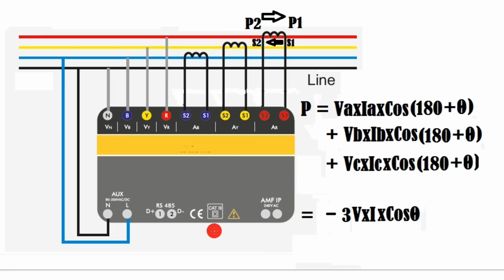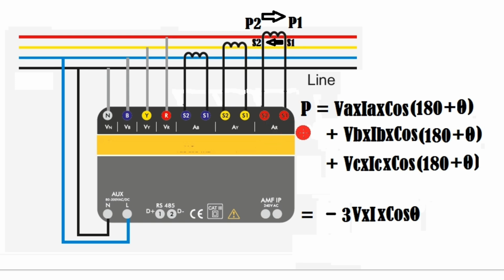Now consider the case that the current is flowing from P2 to P1 direction. That is, the bus is taking power from the feeder. Since current is flowing from P2 to P1 direction on the primary side, the direction of the current in the CT secondary side will be from S1 to S2 direction for all the phases, that is red, yellow and blue phase. For that reason, the direction of the current in the energy meter coil for red, yellow and blue phase will be from S2 to S1 direction. Since the current is from S2 to S1 direction, there will be a phase shift of 180 degrees in the CT current.